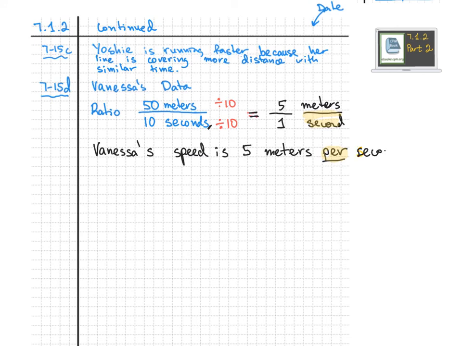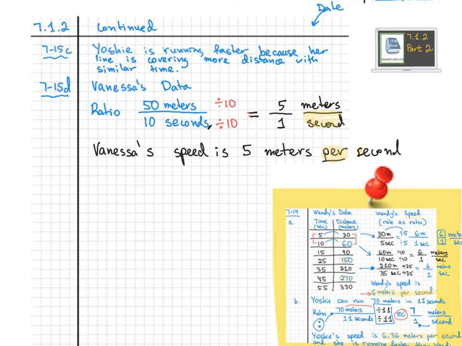Now, did you guys compare it with the other two people? And remember, it's about speed. So who is faster? So who did you think is faster? Yes, Yoshi's is our 6.36 meters. So Yoshi is faster than Wendy and Vanessa altogether. So write that down on your own.